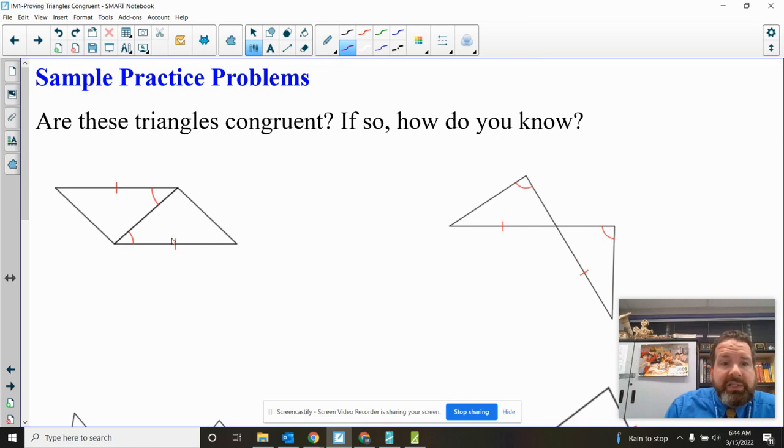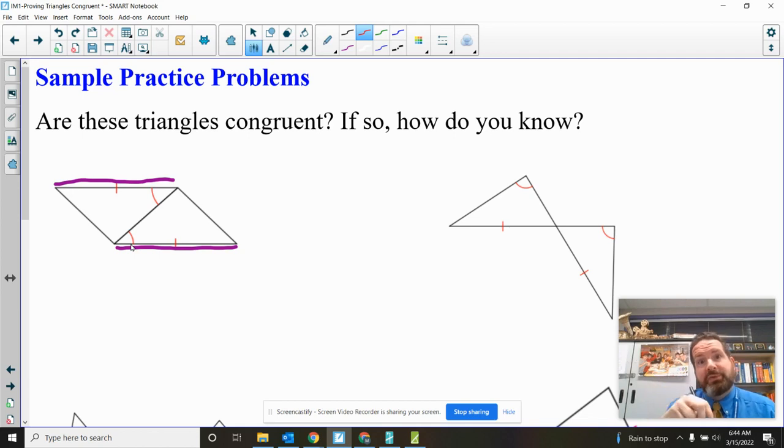When you see the marks here, that means that those two sides are the same, right? So I'm going to just do a purple outline here so that I can see that those are matching up with each other. What else do we have? We have a note here that these two angles are the same. I know they're the same because they each have one arc. That's how you mark in geometry that two angles are congruent. You give them the same number of marks.